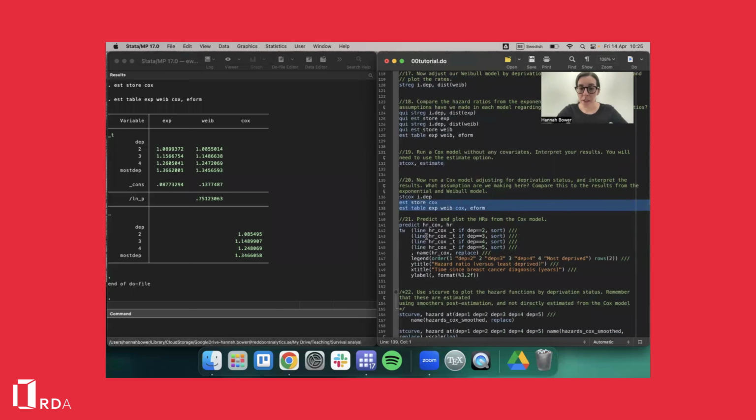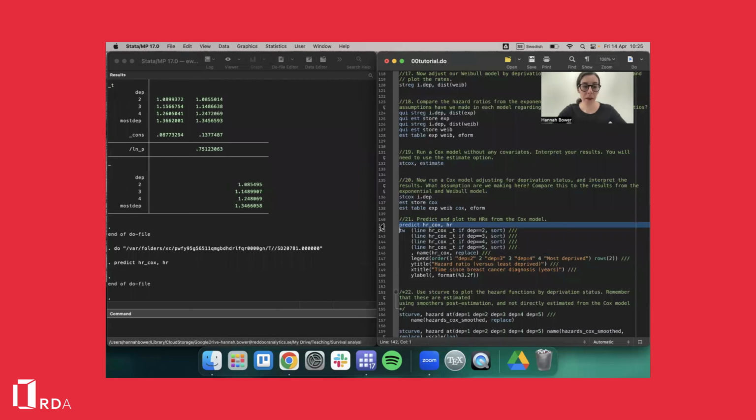What we can do, if we want to predict the hazard ratio, is do that from our Cox model, and we use the predict command again and use this option, HR standing for hazard ratio, where we create a variable called HR_Cox. So let's do that. Then we have this variable HR_Cox in our data set. And then we use this command here to plot the hazard ratios across time for the different deprivation groups.